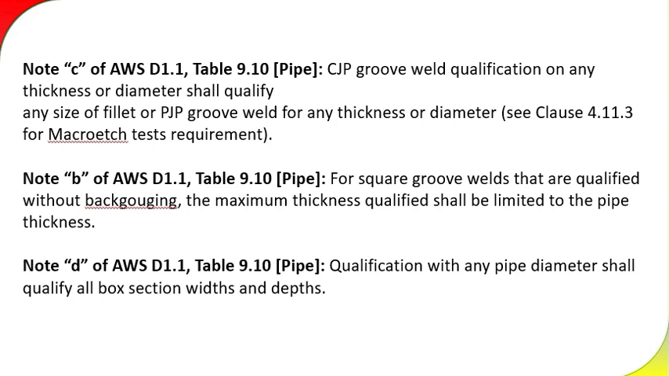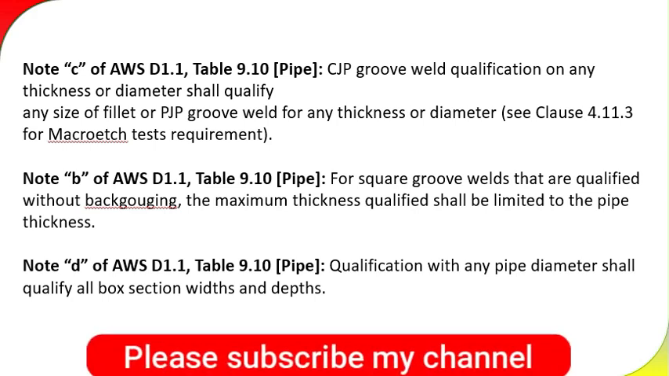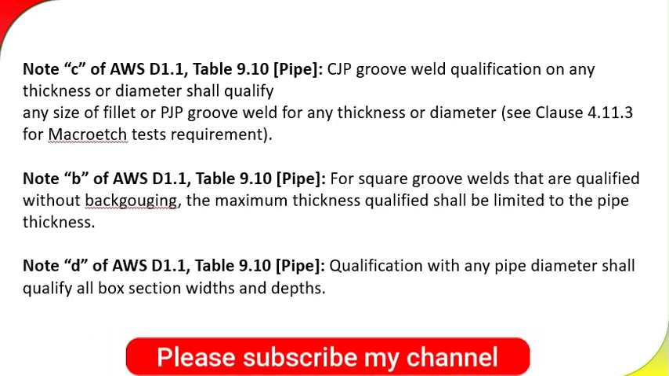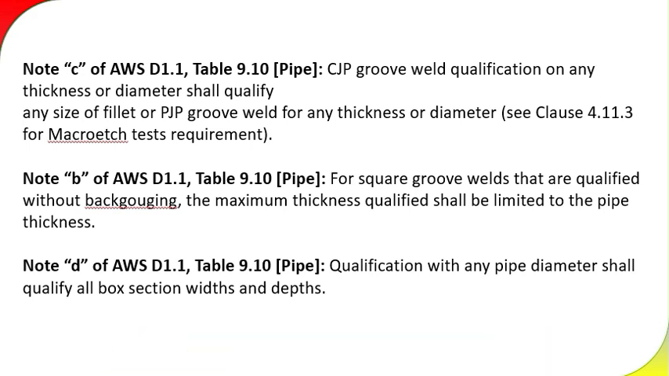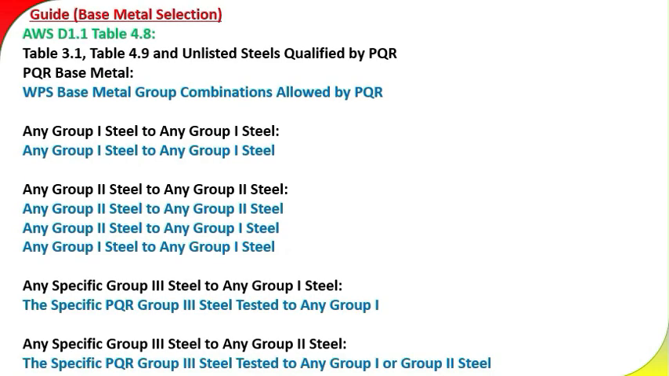If you see note B of AWS D1.1 table 9.10, for square groove welds that are qualified without back gouging, the maximum thickness can be qualified for the pipe thickness. Note D of AWS D1.1 table 9.10: qualification with any pipe diameter shall qualify all box section width and depth. So this is mentioned in 9.10.